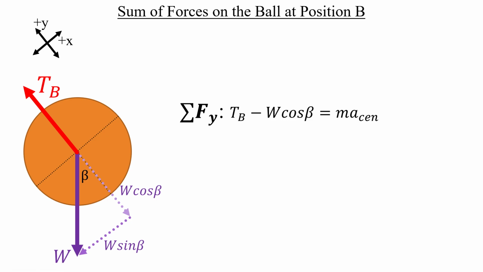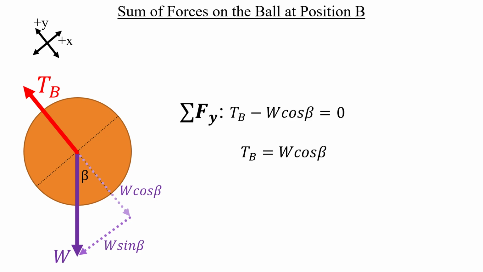Fortunately, we're analyzing the ball at the furthest point in the swing, which means that it has an instantaneous velocity of 0 at this spot before it starts to swing back. If the velocity is 0 there, then that implies that the centripetal acceleration has to be 0 too. And this allows us to move the cosine term over to the right-hand side and get an equation for the tension of the string.